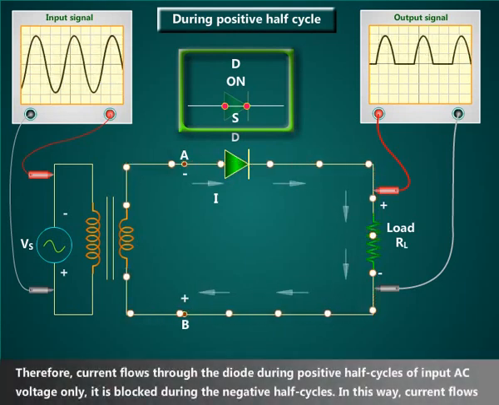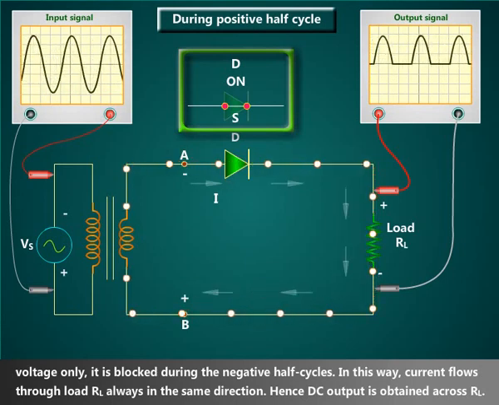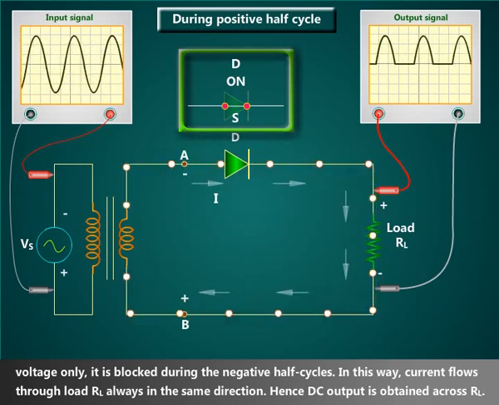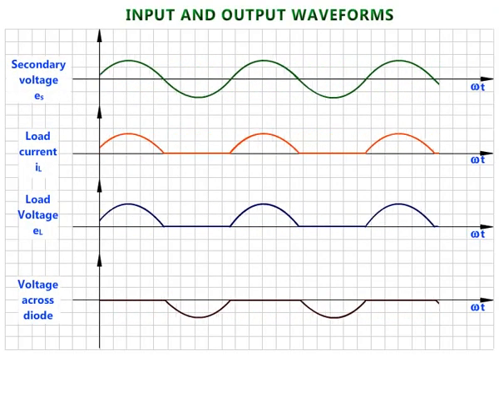Therefore, current flows through the diode during positive half cycles of input AC voltage only. It is blocked during the negative half cycles. In this way, current flows through load RL always in the same direction. Hence, DC output is obtained across RL. Input and output waveforms.